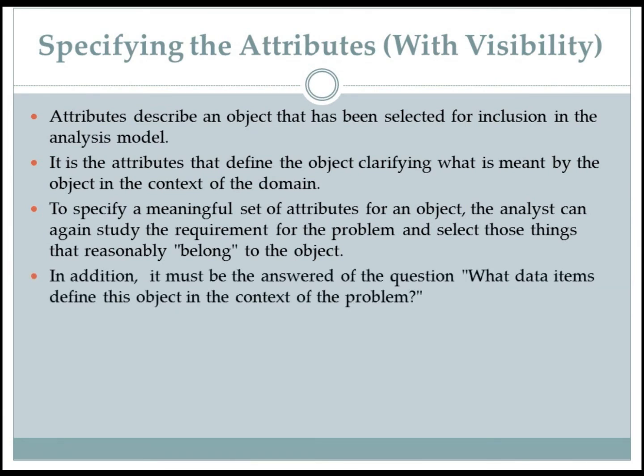In addition, we must answer the question: what data items define this object in the context of the problem? This is the most important question that we have to answer while performing the attribute specification process. An attribute holds that information which is useful for the object in the object oriented paradigm.